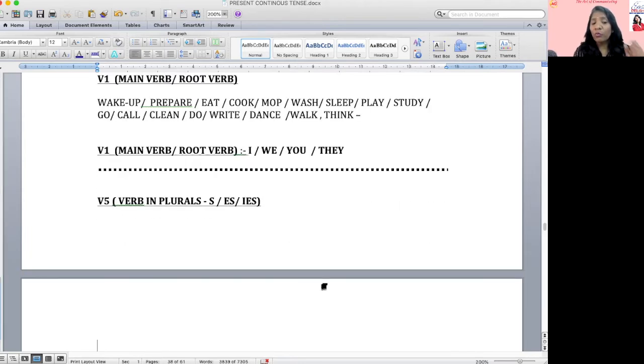So we use V1, I mean to say the main verb or the root verb, when the subject is first person and when it is more than one, for plurals. I, we, you, they, we use verb in the first form. I repeat, in this particular chapter we use only V1 or V5. In simple present tense we use only V1 or V5. V1 is used when the subject is first person, I or we, you, they, which are plural.